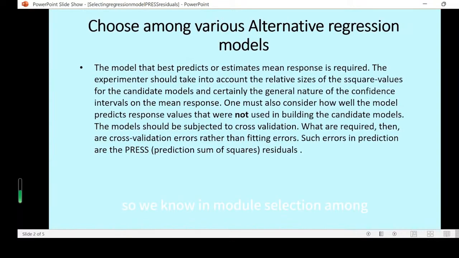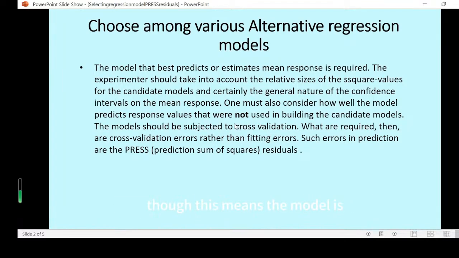So we know in model selection among alternative regression models, usually we will think about which model will best predict or estimate the mean response of the data. The experiment should take into account the relative size of the S-squared values for the candidate models and the confidence interval of the mean response. At the same time, we will also consider how well the model will predict response values that were not used in building the candidate models.